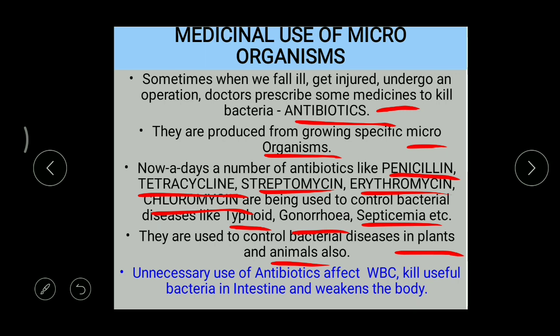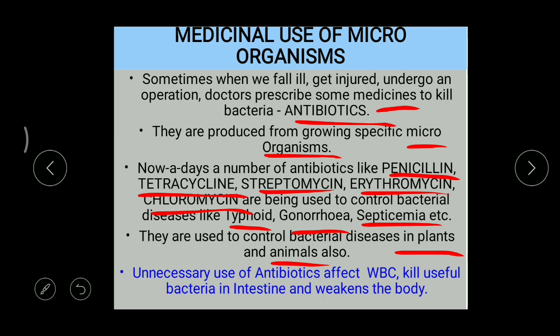Plants and animals also get different types of disease, and to control this bacterial disease in the plants and the animals, we use antibiotics in different types of living organisms also, right? But here the antibiotics should be used only on the prescription of a doctor. When the doctors say you have to use antibiotics, only then should we use them.